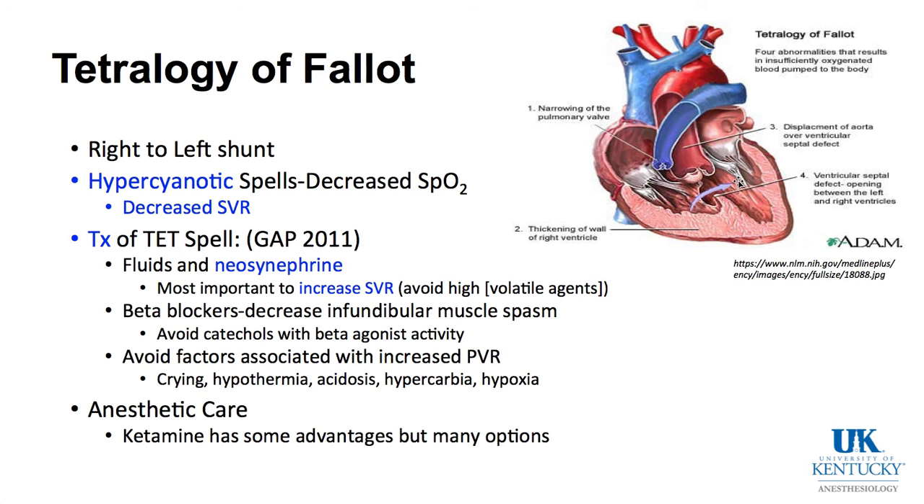Beta blockers are occasionally used after neosynephrine and volume, and we want to avoid factors associated with increased PVR, and that is crying, cold, acidotic, hypercarbic, hypoxic kids. Ketamine has some advantages in anesthetizing tetralogy of Fallot patients because of maintenance of SVR.